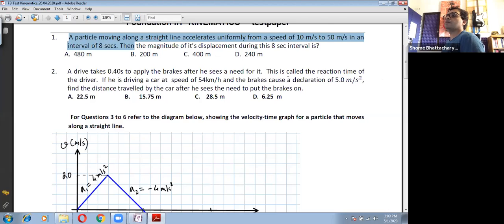So you can see that this one: a particle moves along a straight line, accelerates uniformly from a speed of 10 to 50 in an interval of 8 seconds. Then find the magnitude of its displacement during the interval of 8 seconds. So just take a quick look at this question and try to work out what would be the correct answer. If you've already done that, that's fine. So I'll tell you the answer in a moment, and I'll tell you a nice shortcut method also.